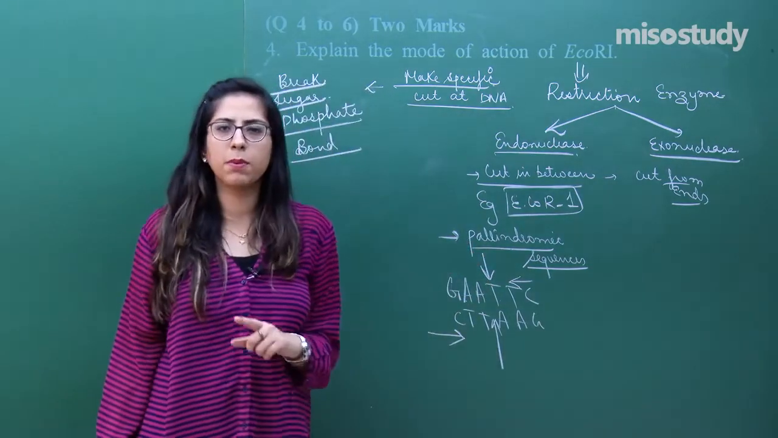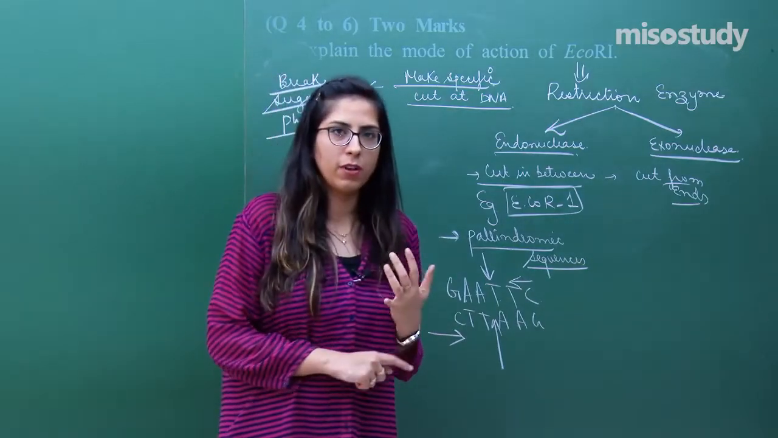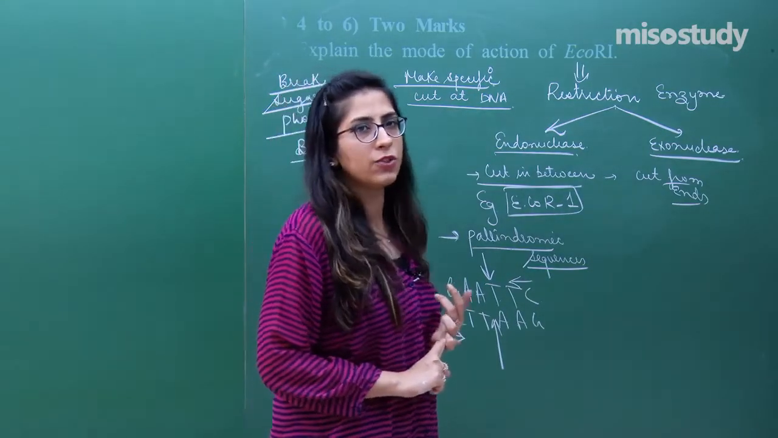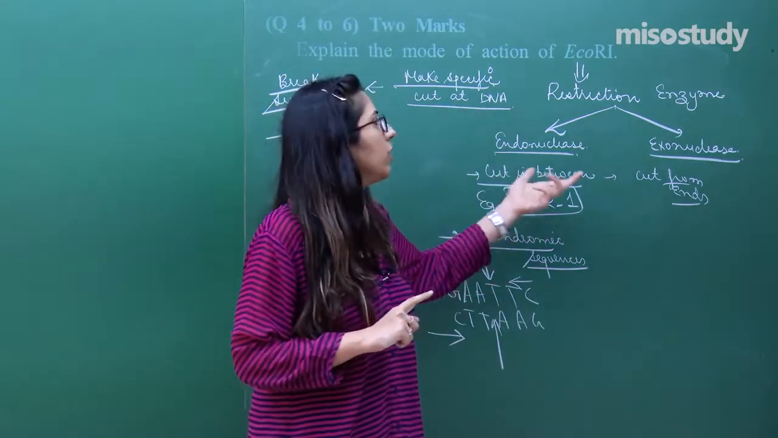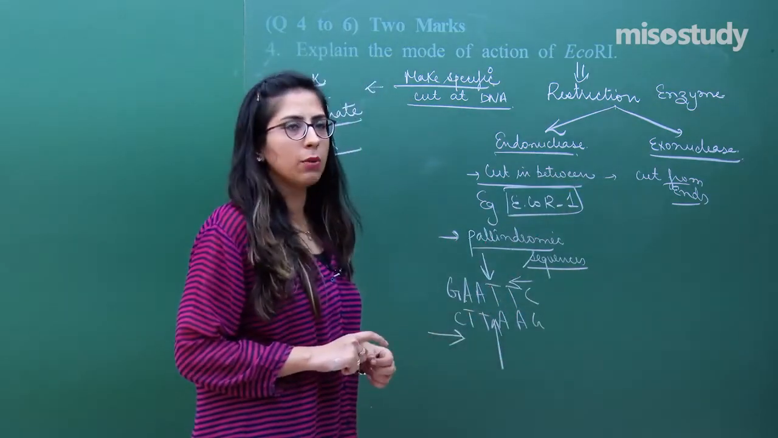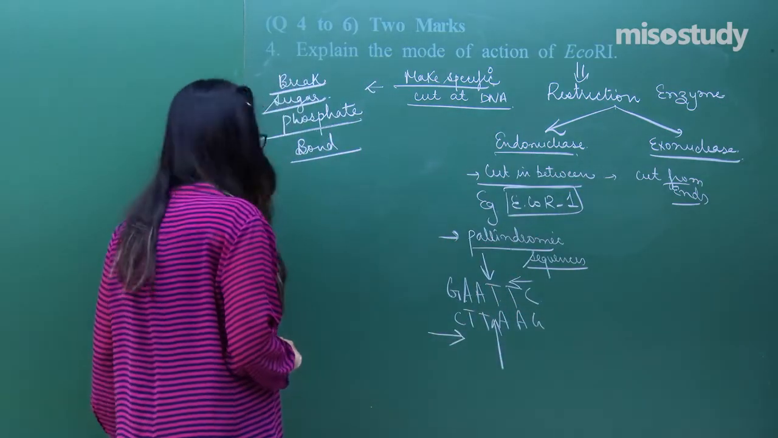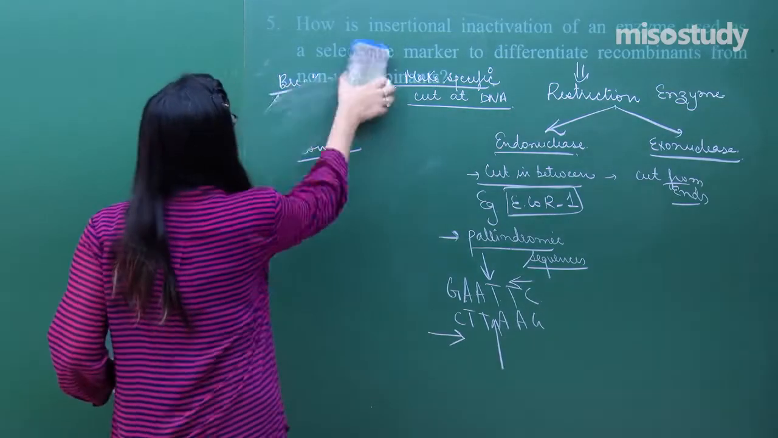So if you have to explain about the mode of action of E. coli EcoR1, first of all you have to explain that it is a restriction enzyme. Two types of restriction enzymes are there. The first one is endonucleases, second exonucleases. Then you have to explain about the sequence. Now, let's move towards the next question.